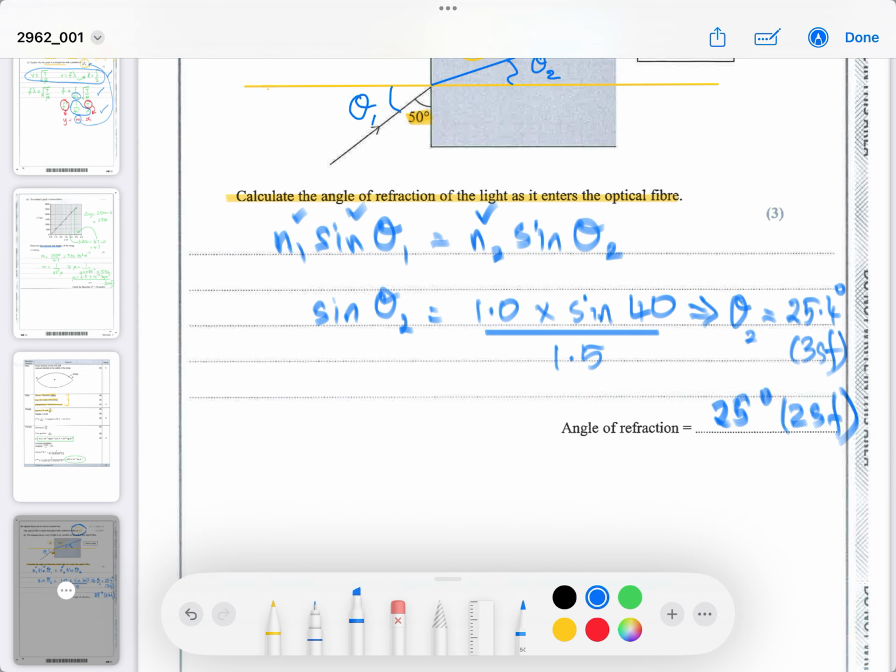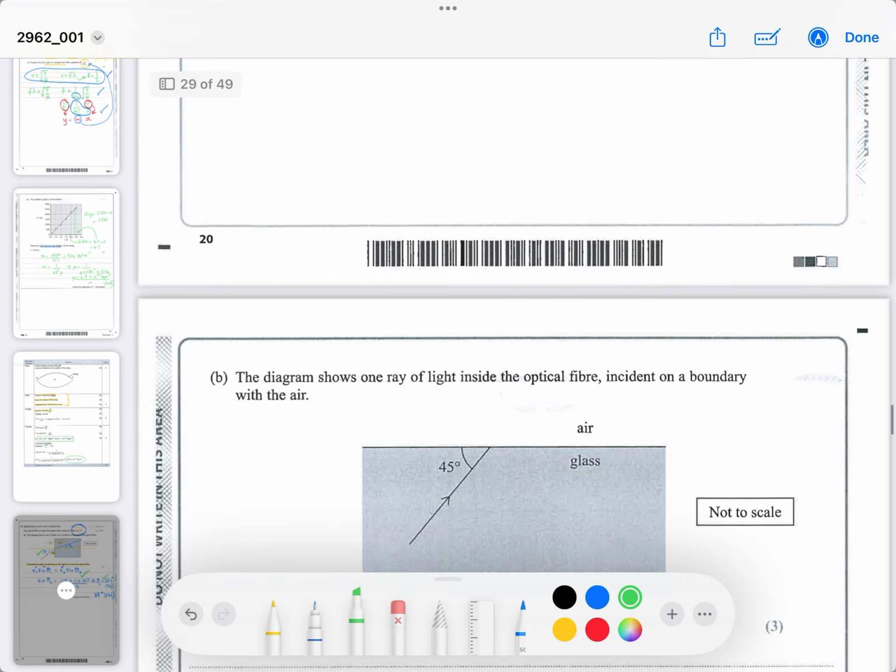And you get marks for what? Using the equation, working out theta 2, and it's another long question. So you get 1 mark for working out theta 1 is 40 degrees. Yeah, so 1 mark for that. So that's your 3 marks.